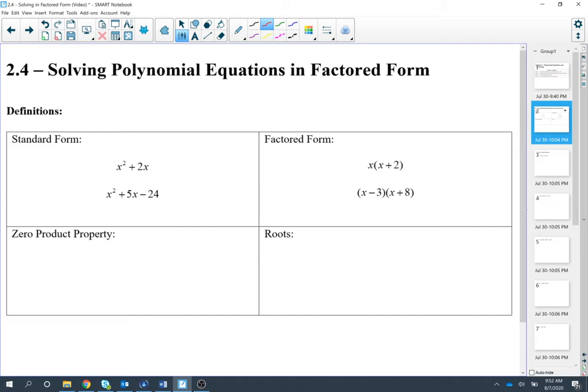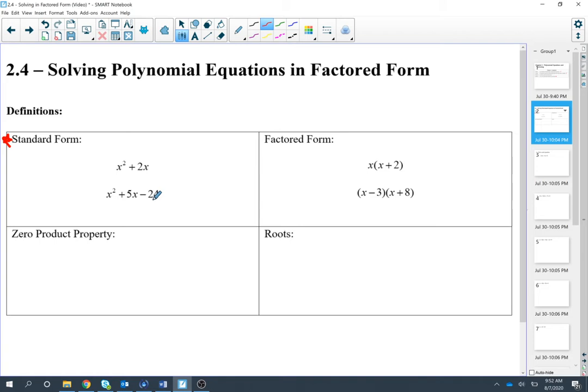So 2.4 is solving polynomial equations in factored form. So the first thing we're going to look at is, well, what is factored form? Over here on the left, we have our standard form, which we've been going over. Okay, write your answer in standard form, which means your exponents have to go from the largest to the smallest. So our first one, we have x squared plus 2x, and our second one, we have x squared plus 5x minus 24. That is a polynomial expression written in standard form.